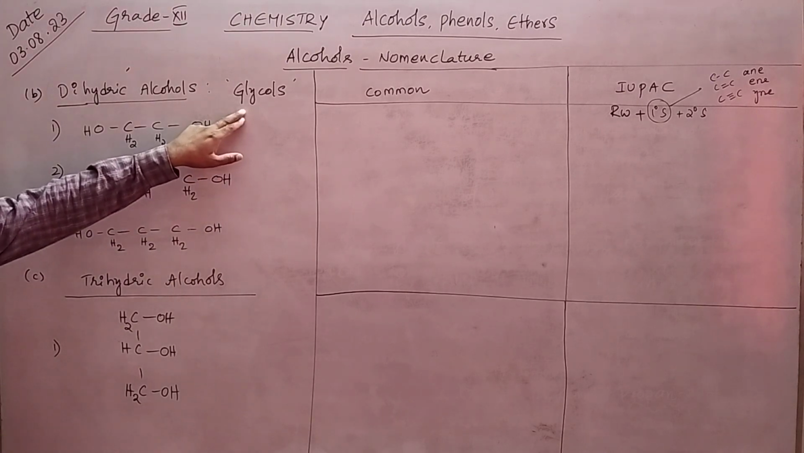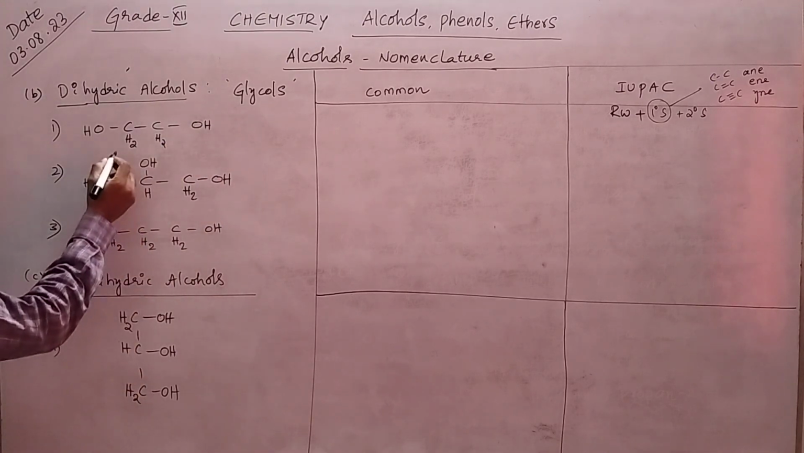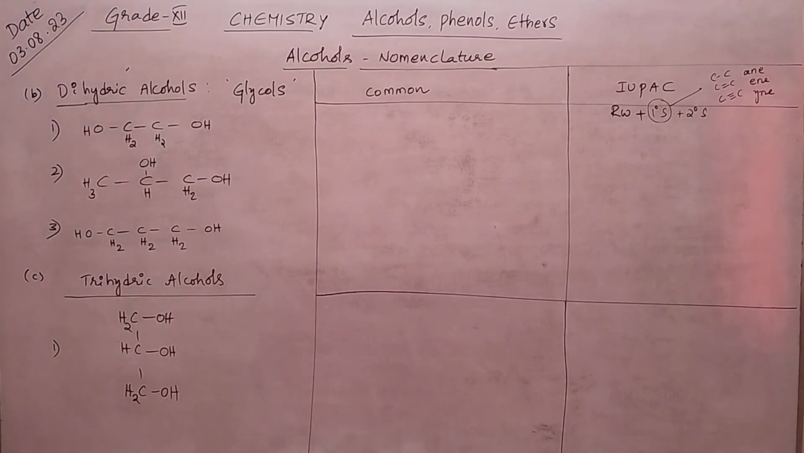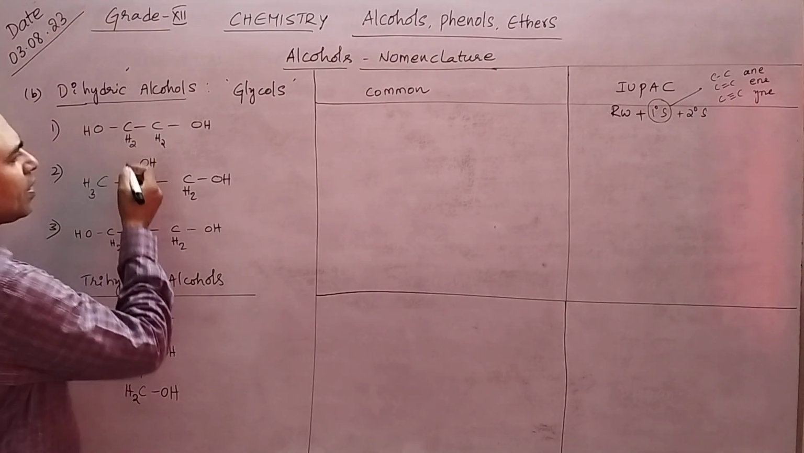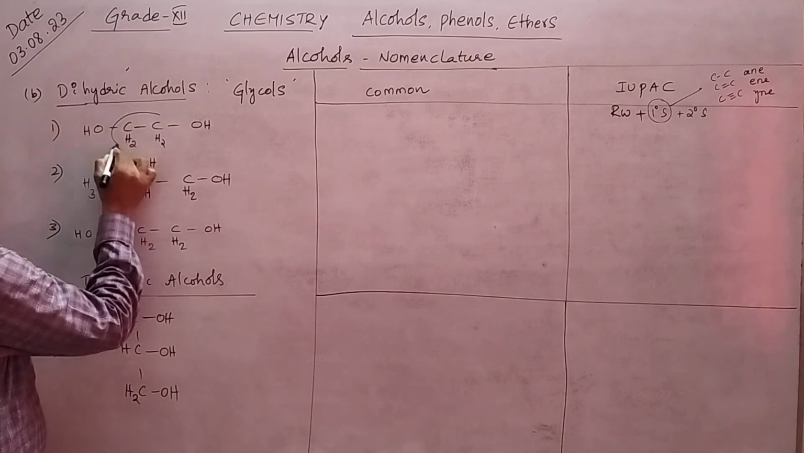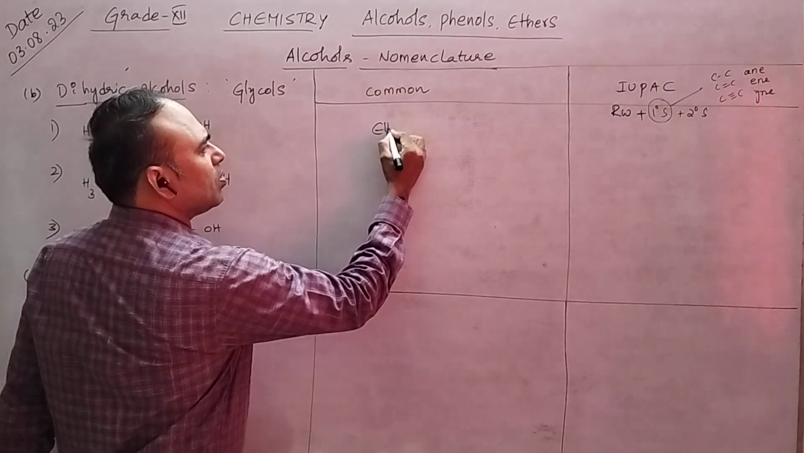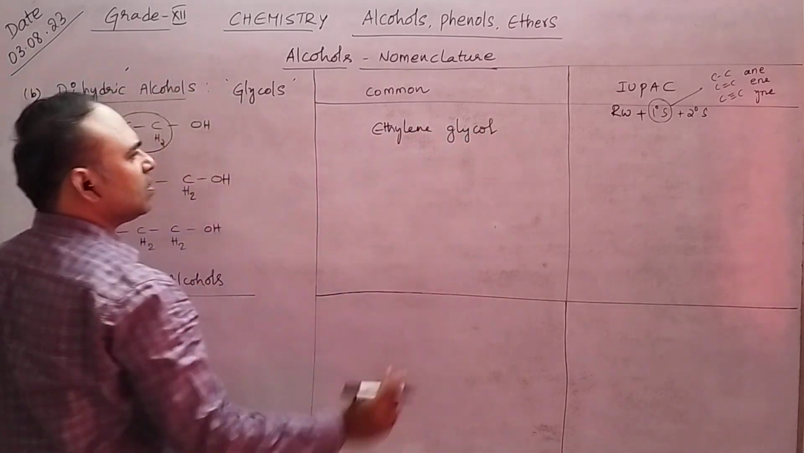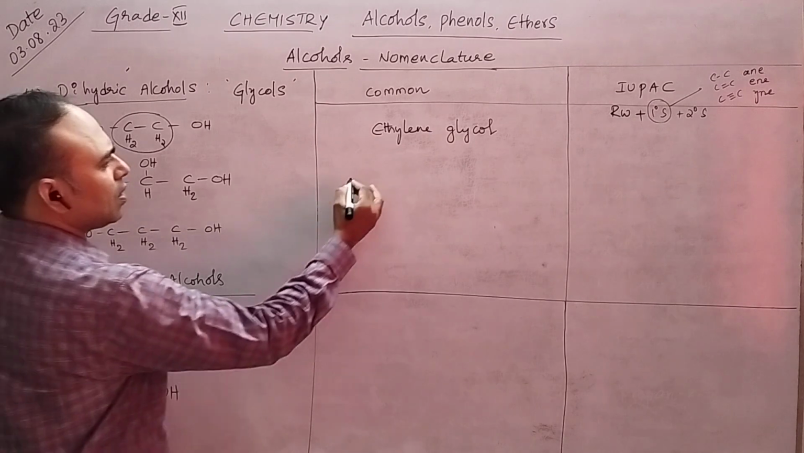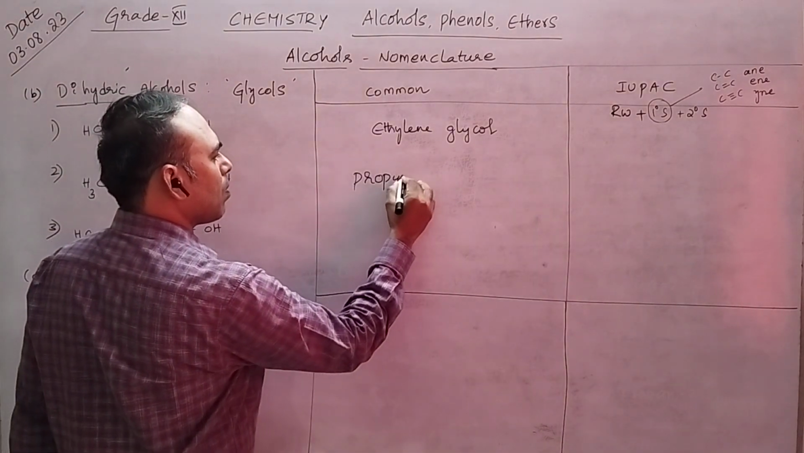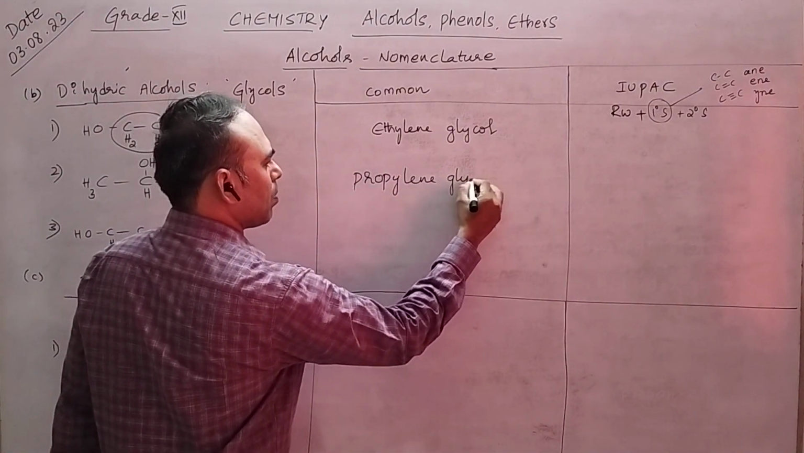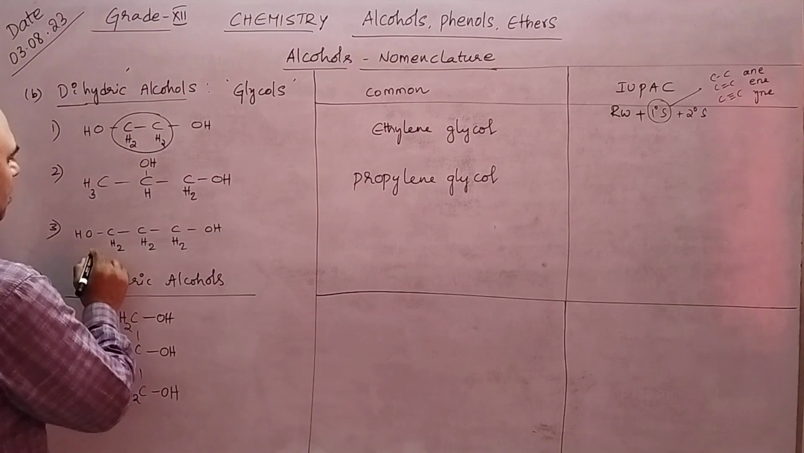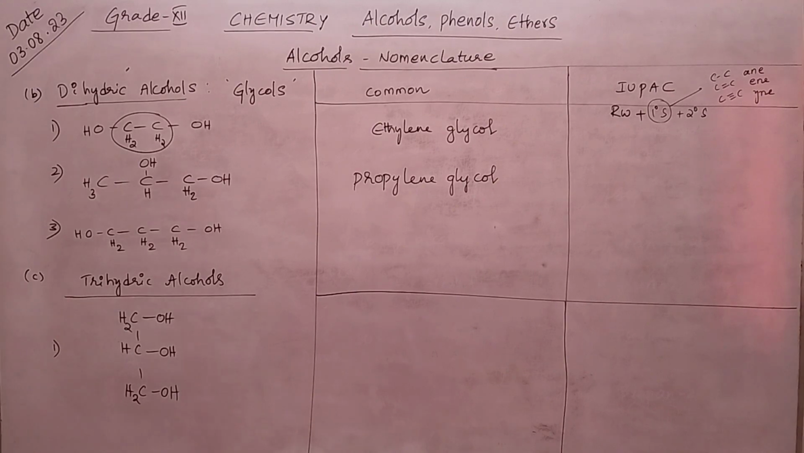See, commonly you call them glycols, and here you can observe that there are 2 OH groups. Here also you have 2 OH groups. Now writing the common name is very simple. So this is ethylene group, therefore ethylene glycol. Now second one, propylene glycol. Then the third one, I can write like this.